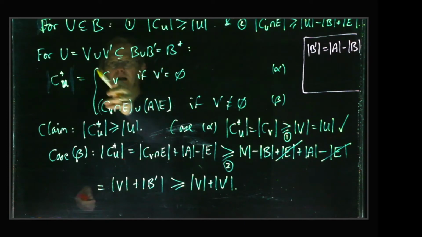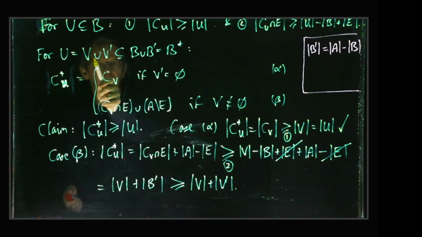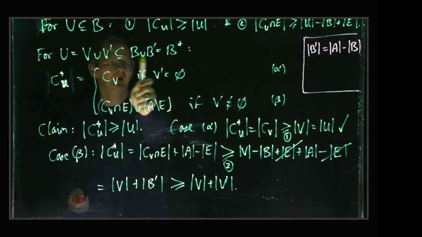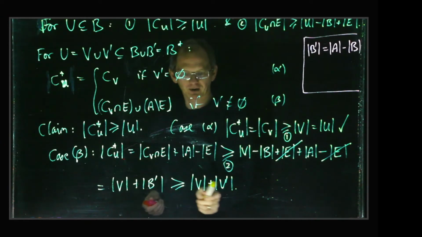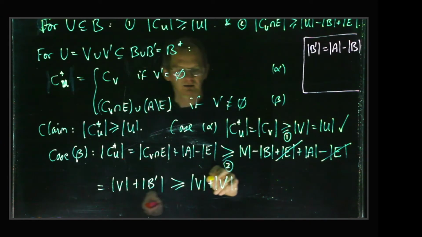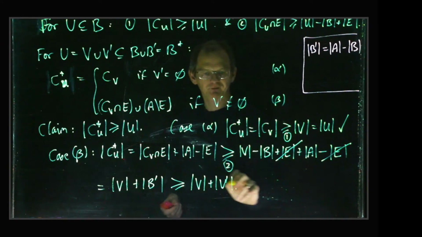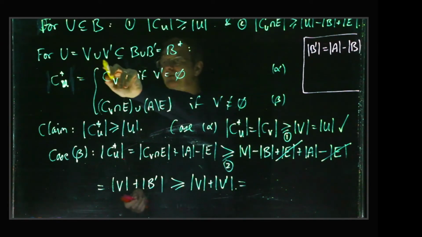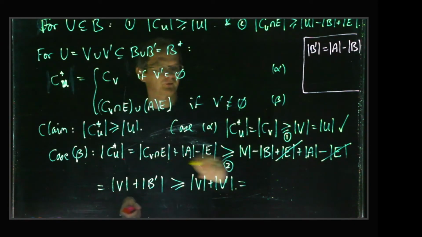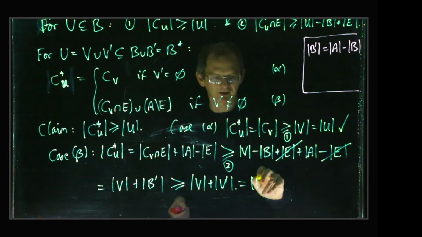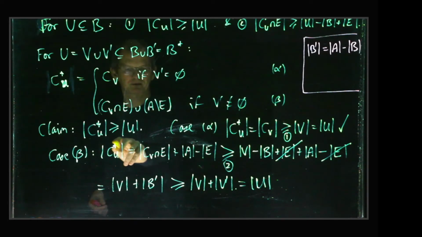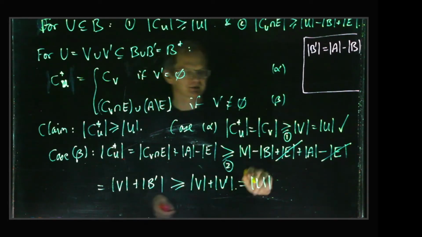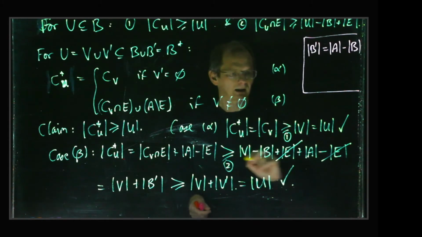But remember, we had U was V union V prime, where V was the real jobs in U and V prime was the fake jobs in U. So V prime is a subset of B prime. So the size of V prime is less than or equal to the size of B prime. So we've got this inequality here. Now here we've got the size of V plus the size of V prime, but V and V prime are just the real and fake parts of U. So this is just equal to the size of U. So putting this together, we've got the size of C star U ends up being greater than or equal to the size of U, as we claimed.